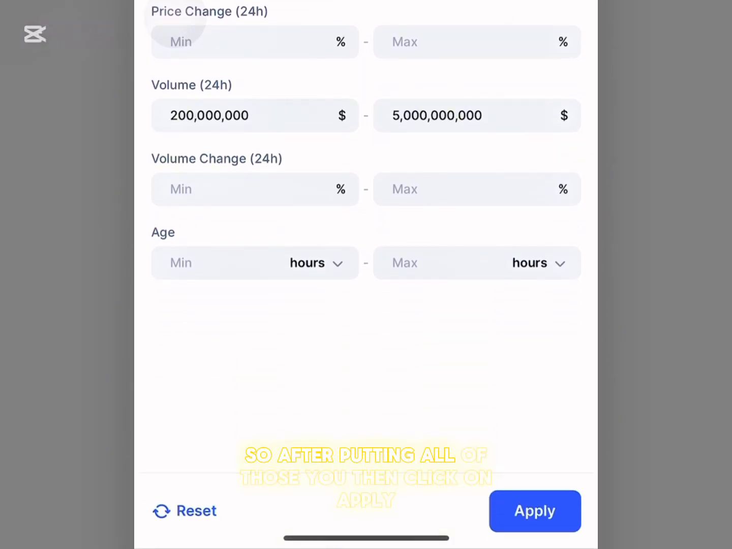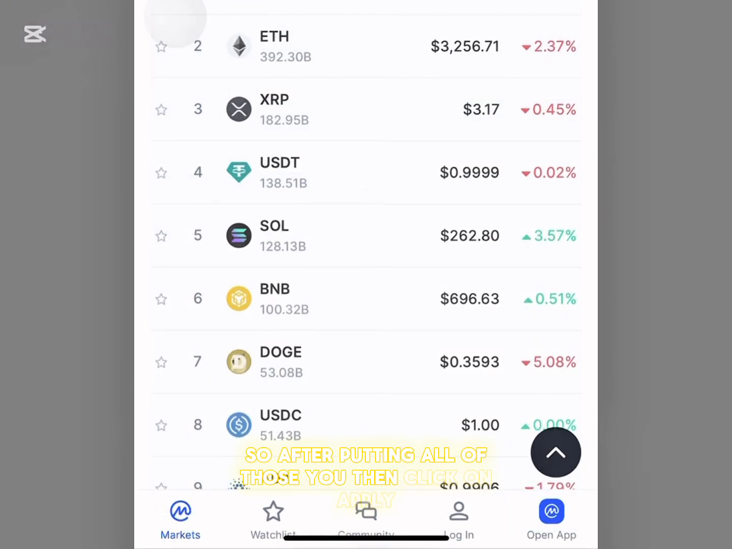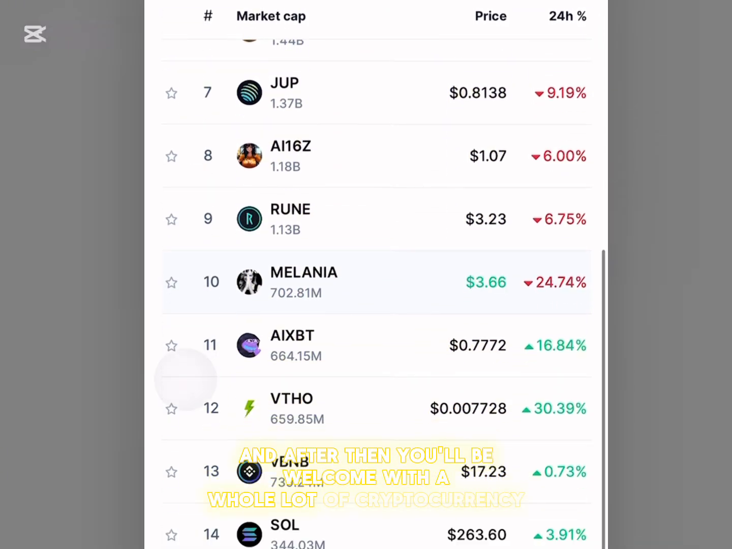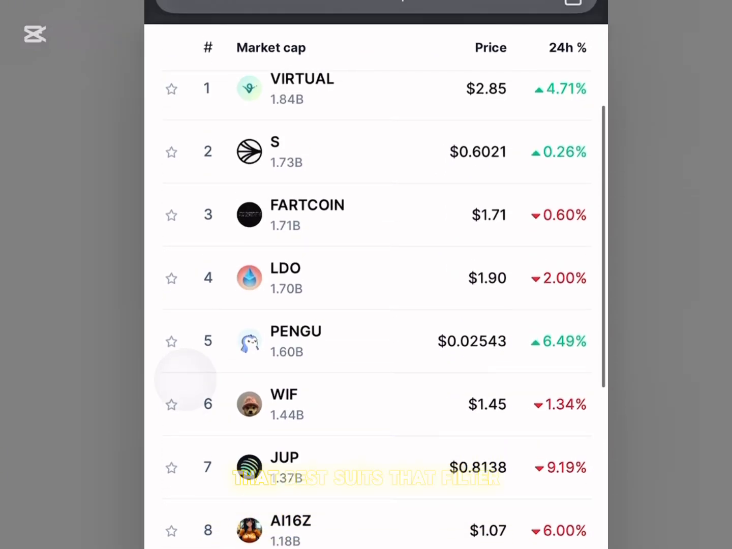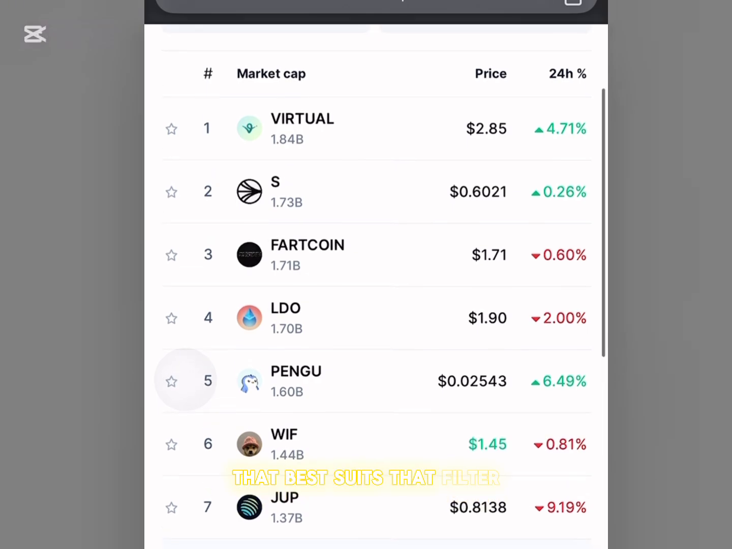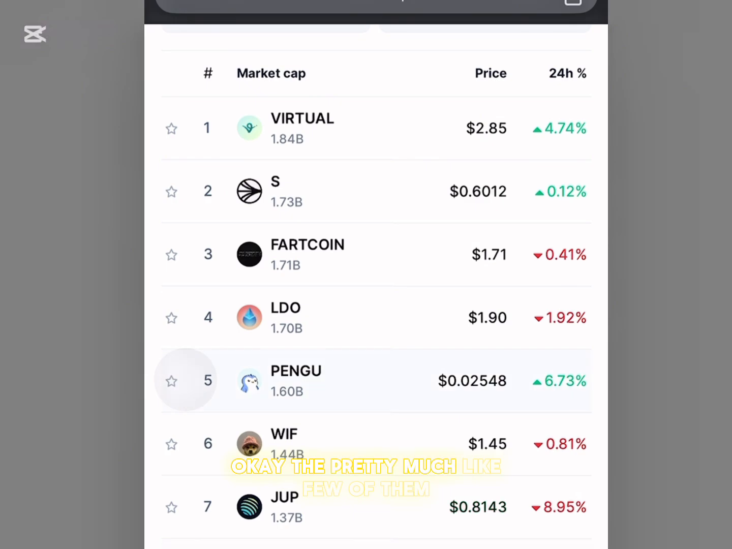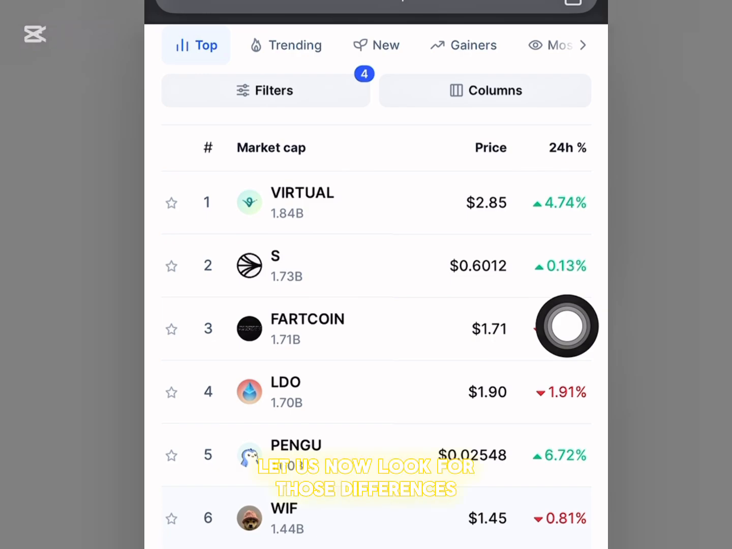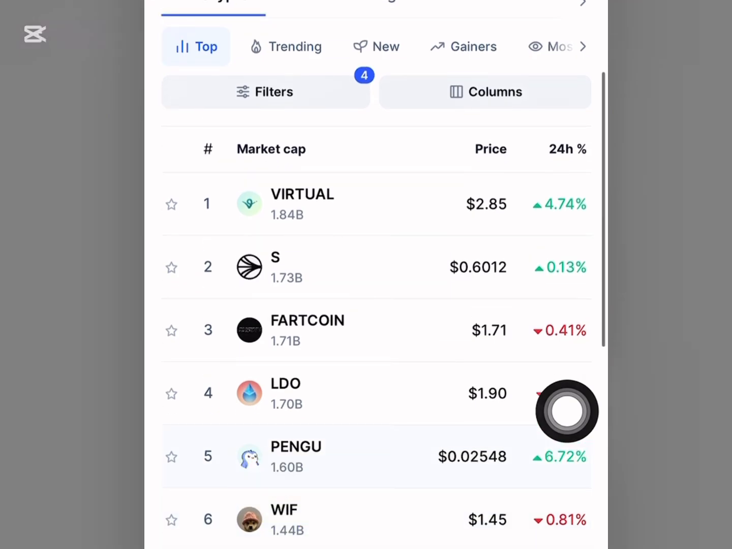After putting all of those, you click on apply, and you'll be welcomed with a whole lot of cryptocurrencies that best suit that filter. There are pretty few of them here, so I'm going to be picking any one. Let us now look for those differences and think of taking advantage of it.